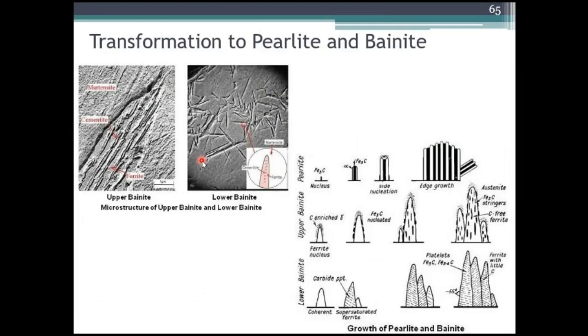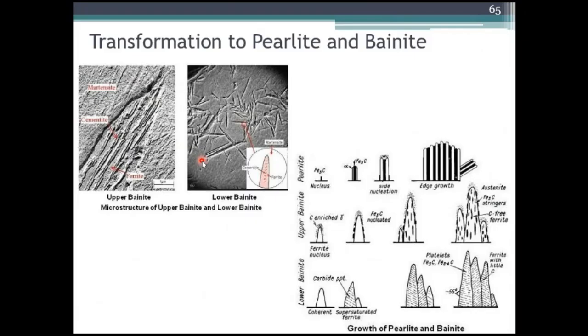This is what I told you, the transformation of a perlite to a bainite structure. Here in the perlite and bainite structure, there will be a growth of ferrite and cementite. Initially it will be in a nucleus form. In that nucleus form, an alpha particle will come and induce side nucleation, and it will continuously go on with edge growth.